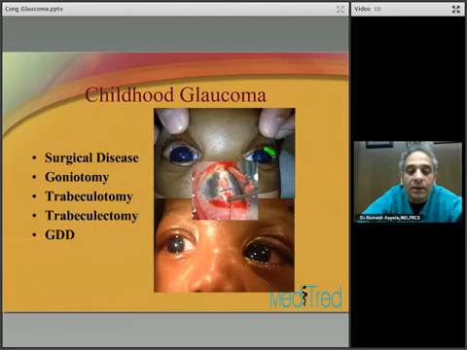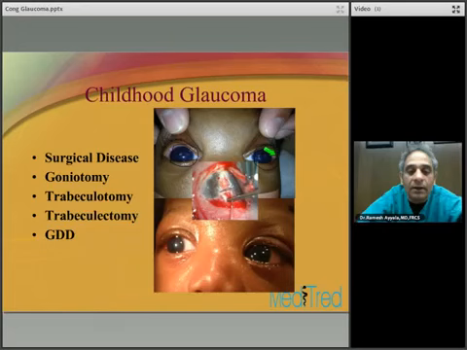Here is an example of a patient where here is a canal. As you can see, and here is the microcatheter that I'm threading through the canal in this particular patient, and within 1 week, you can see how nicely the cornea appears to be clearing up. And this particular patient ended up with pretty decent vision.